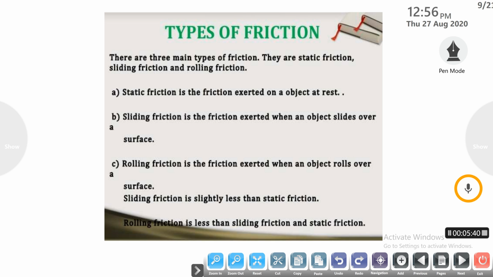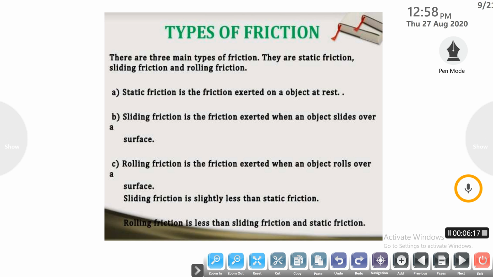Third is rolling friction. Rolling friction is the friction exerted when an object rolls over a surface. For example, if we roll a cylinder on a surface, it is an example of rolling friction. The amount of sliding friction is slightly less than the static friction, because in sliding friction the object starts its journey, or is displaced, from a position having high potential energy. So sliding friction is slightly less than static friction.